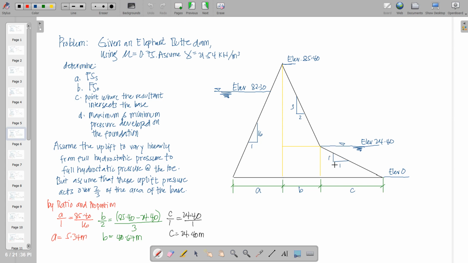And then finally, for our base dimension C, again, we are going to utilize the slope. Anyway, this is just 1:1. So therefore, if this is 24.4, C here will also be equal to 24.4. So they have equal vertical and horizontal slope. So next.